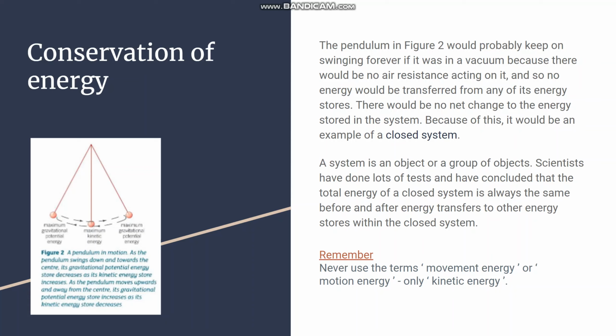Figure 2 is basically a pendulum in motion. As the pendulum swings down and towards the center, its gravitational potential energy store decreases as its kinetic energy store increases. As the pendulum moves upwards and away from the center, its gravitational potential energy store increases as its kinetic energy store decreases. A system is an object or a group of objects.